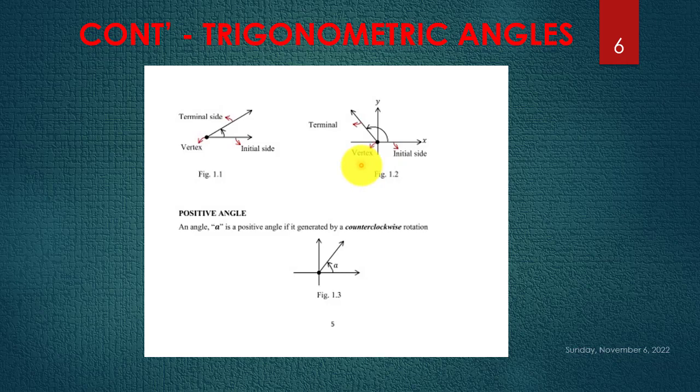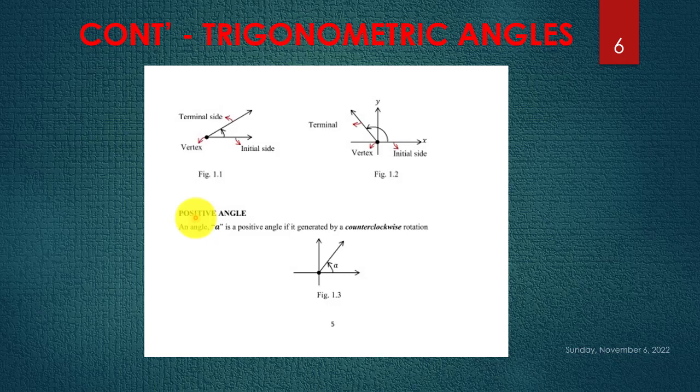Let's consider figure 1.2. There is an angle formed here in anti-clockwise direction. So we have the initial side, the terminal side, and the vertex. Alright. So this gives us two types of angles.